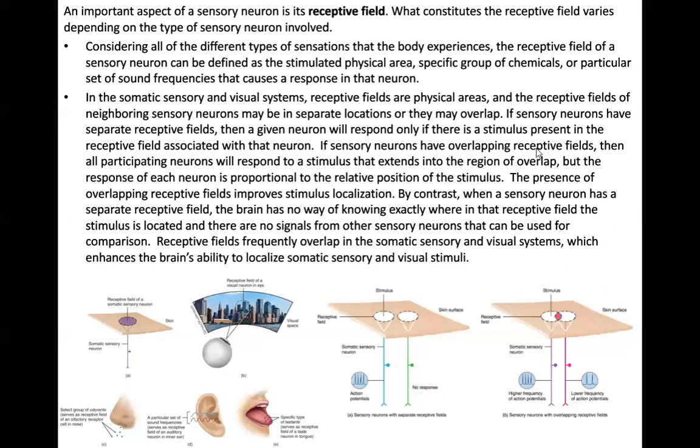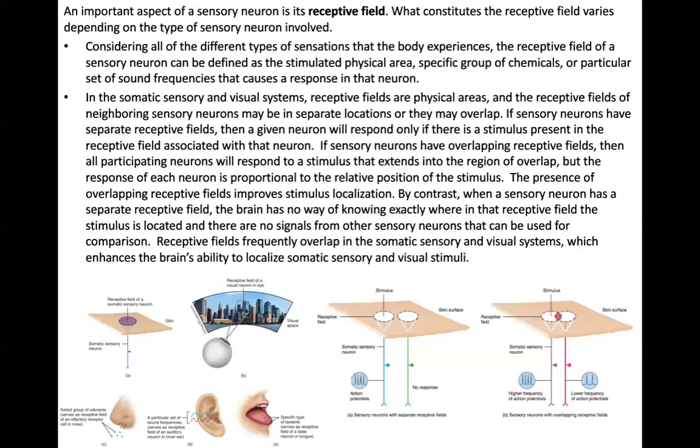So if sensory neurons have overlapping receptive fields, then all participating neurons will respond to a stimulus which extends into the region of the overlap, but the response of each neuron is proportional to the relative position of the stimulus. Since the stimulus is more closely associated with the purple neuron, we create a lot more action potentials, meaning we have a higher frequency of them than here. Now, why is that important? Because it helps us pinpoint.